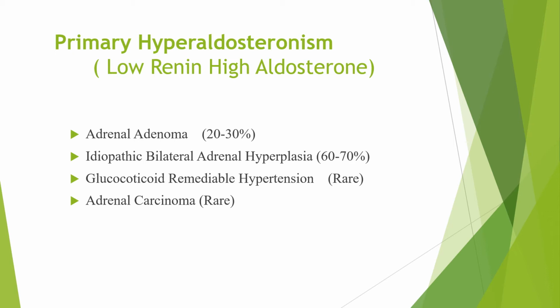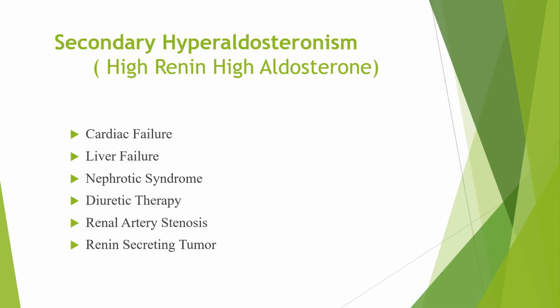So in primary hyperaldosteronism, I think you should be crystal clear that pathology is there in adrenal cortex. So there will be increased aldosterone level, while there will be decreased renin level because of negative feedback. So what happens in secondary hyperaldosteronism? In secondary hyperaldosteronism, the pathology is not there in adrenal cortex. Pathology is there somewhere else.